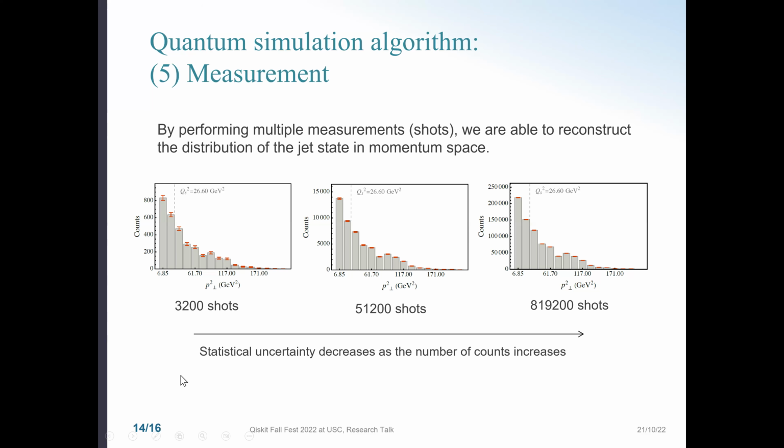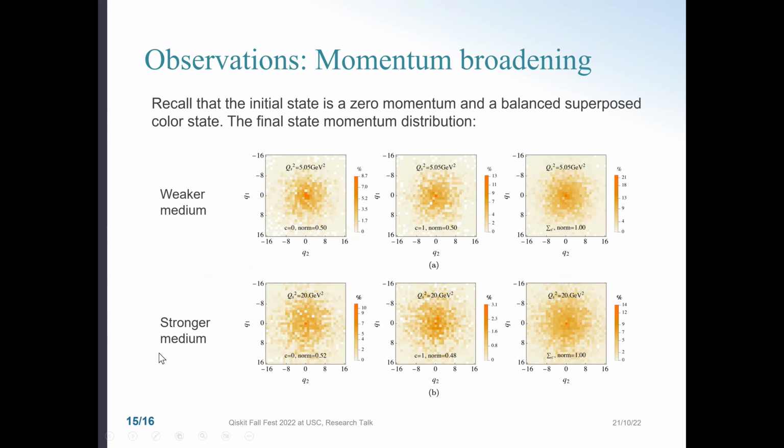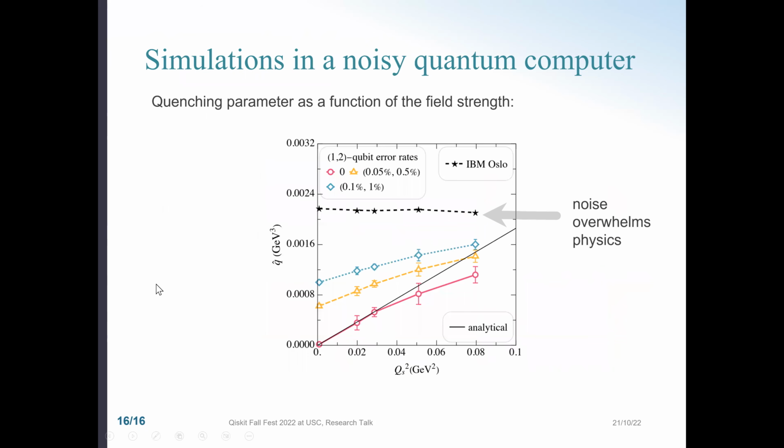And then from the histogram, which is the transverse momentum of the jet, we can also construct the two-dimensional transverse momentum distribution. What you can get from here is that we prepare the initial state as the zero momentum state, meaning the initial state is only in the center, (0, 0). And after the evolution, the simulation on the circuit, the final state is distributed. So the momentum spreads out, and this is the momentum broadening. And yeah, so that's the result.